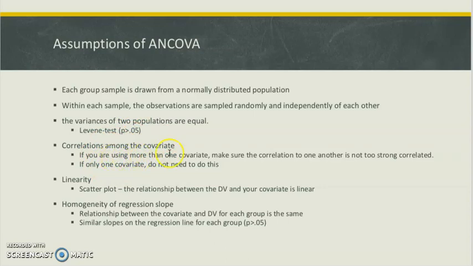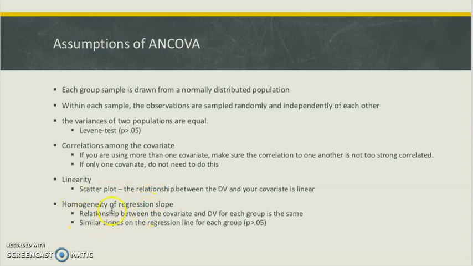If you have more than one covariate, you have to make sure that there is a correlation between one covariate and another covariate, and that correlation must be a strong correlation. If you only have one covariate, you don't have to do this. The fifth assumption is linearity. You have to run a scatter plot to see that the relationship between the dependent variable and your covariate is linear. You can run a scatter plot in descriptive analysis as well.